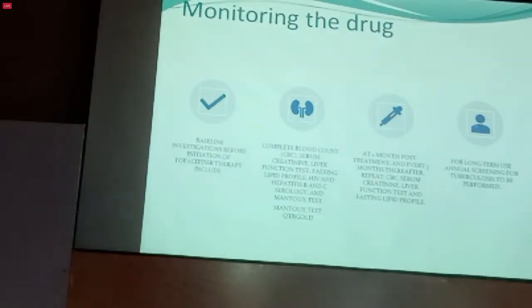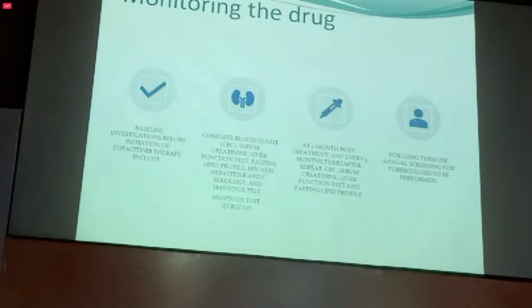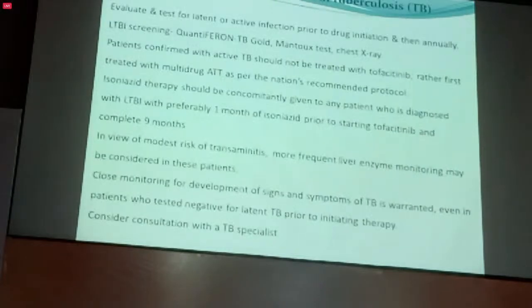There are baseline investigations to be done like complete blood cell count, serum creatinine, liver function test, fasting lipid profile, HIV, hepatitis C, hepatitis B serology, Mantoux test, quantiferon TB gold, and the XH test. At 1 month post treatment and every 3 months thereafter, one should repeat CBC, serum creatinine, liver function test, and the fasting lipid profile. For long-term use, annual screening for tuberculosis should be performed.